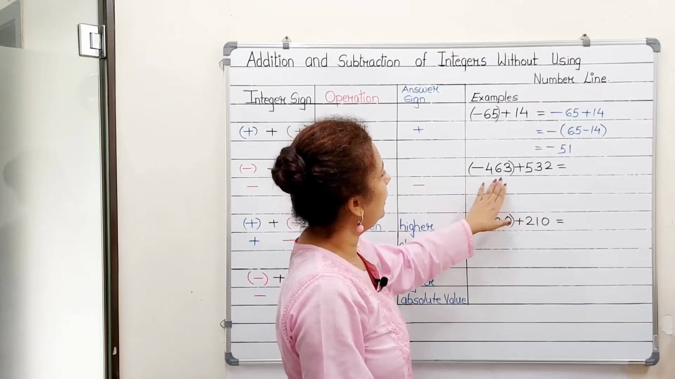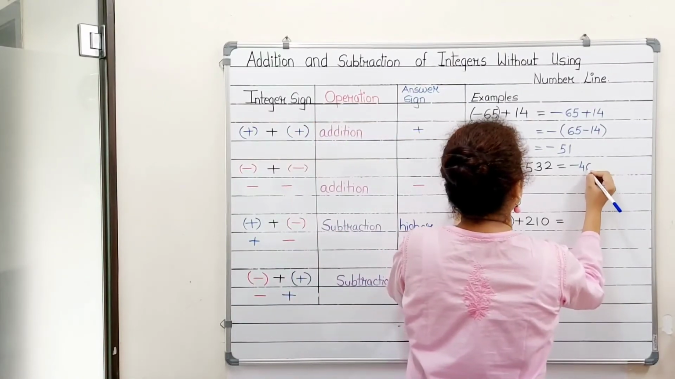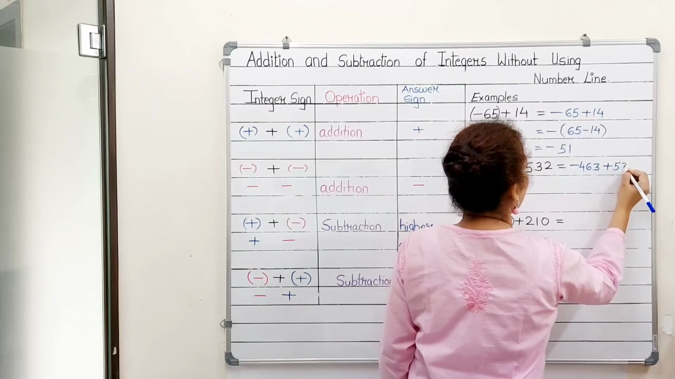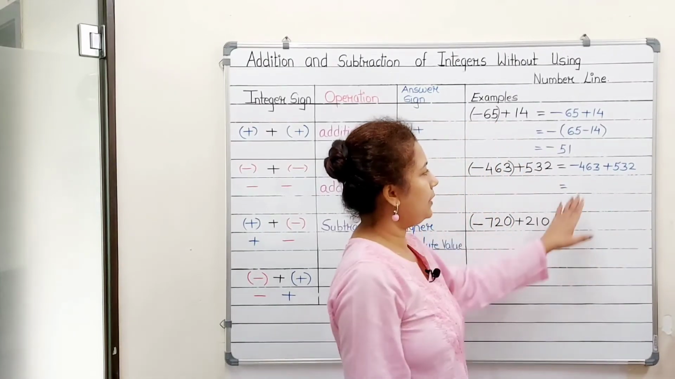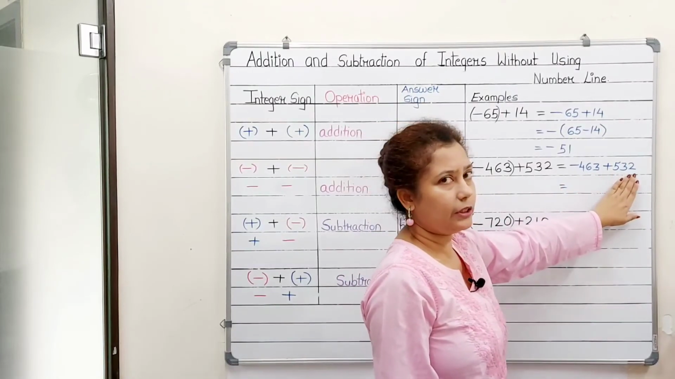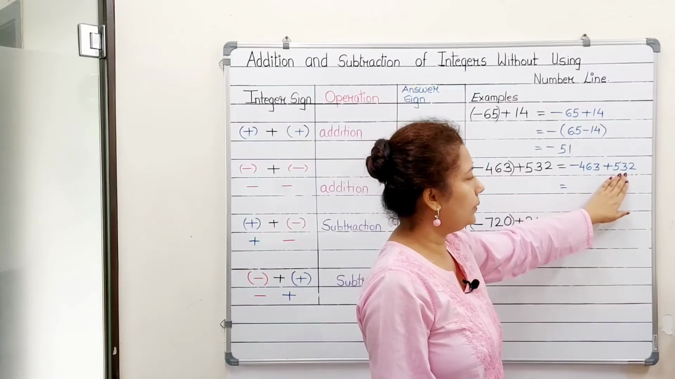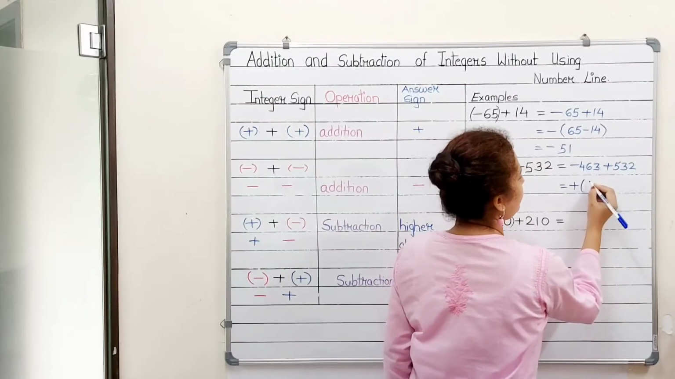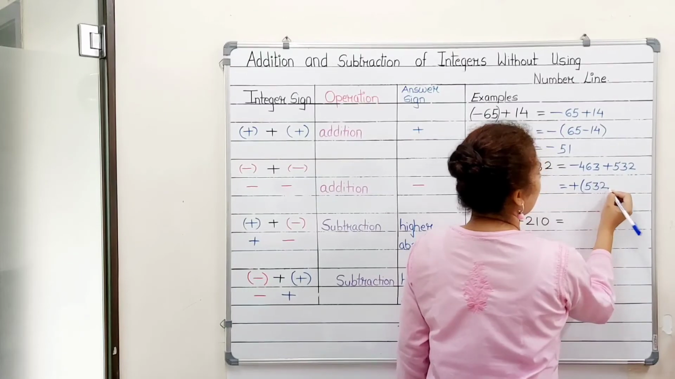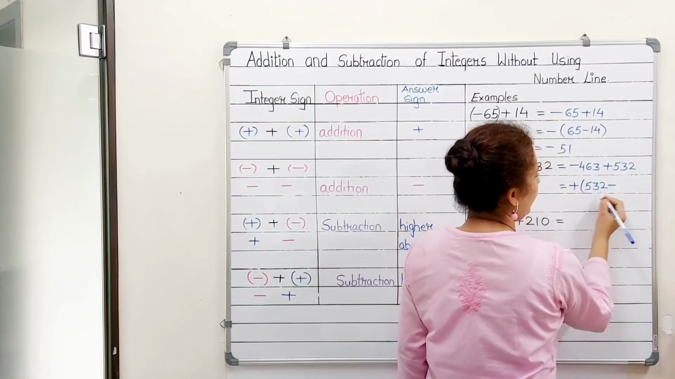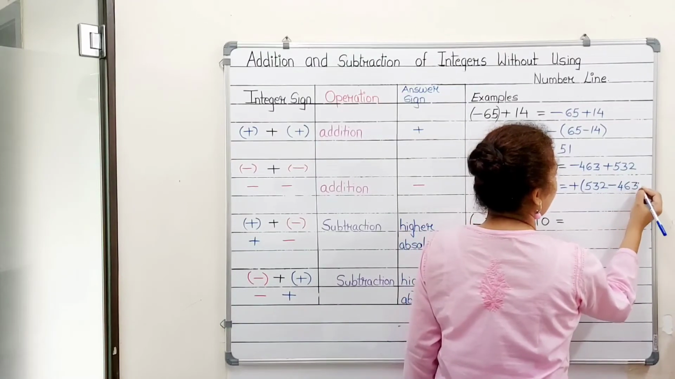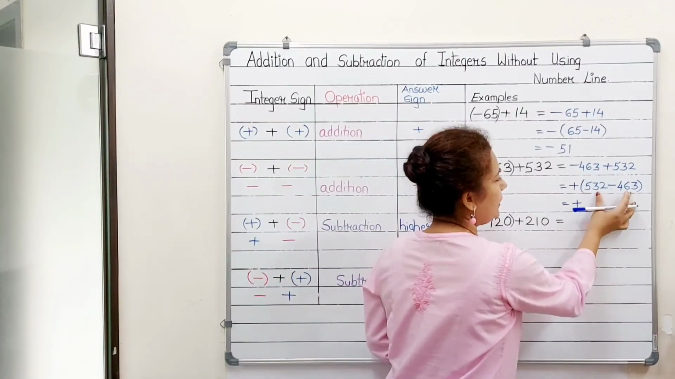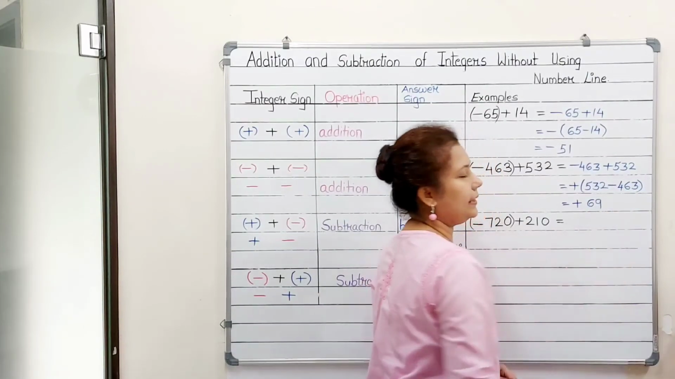Second example is minus 463. So we will write it as it is. The second is plus 532. Now here the absolute values are 463 and 532. The integer plus 532 is a higher absolute value. So the answer will have a positive sign and we will subtract the absolute values. Here the higher absolute value is 532. So 532 minus 463. Now the final answer will be positive and after subtracting the absolute values we get the answer 69.